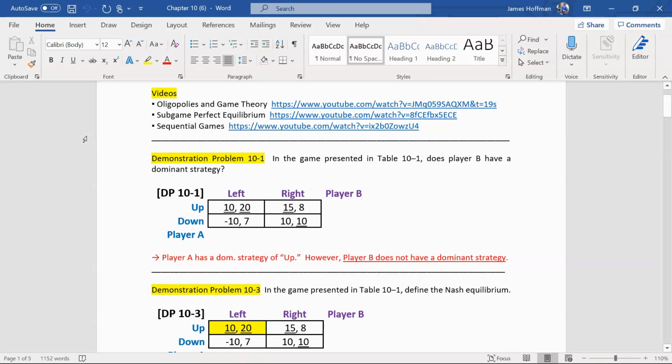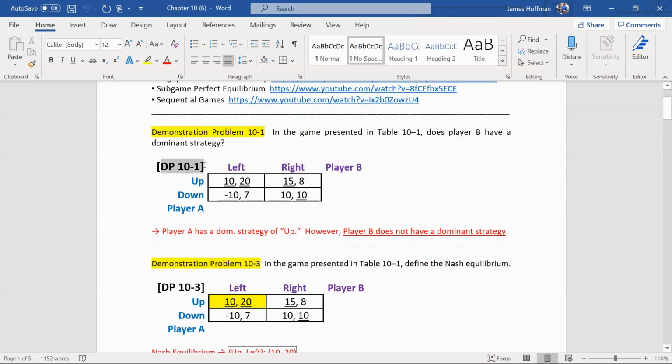All right. First demonstration problem, first example is demonstration problem 10-1 right here. And the game presented in table 10-1, which I replicated below, says player B has a dominant strategy. Remember, that means player B has a dominant strategy if player B would choose that strategy every time, no matter what the other player does.